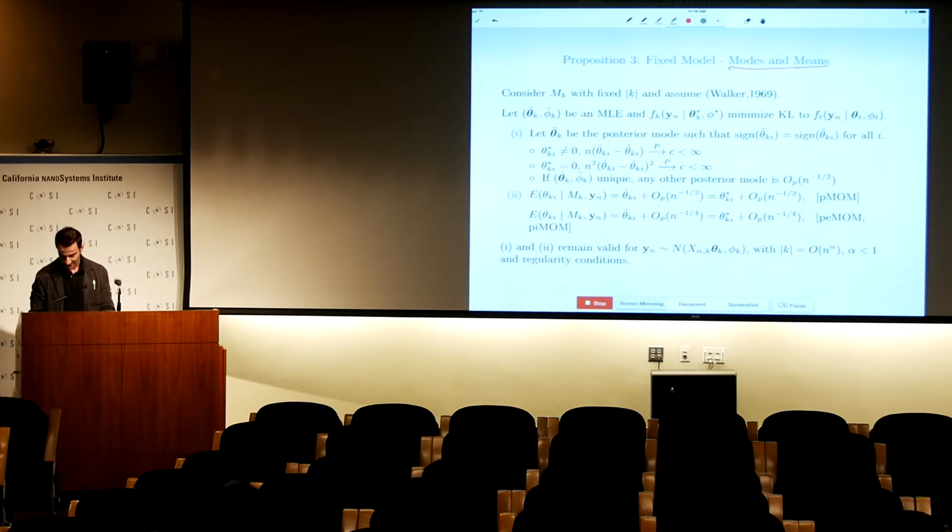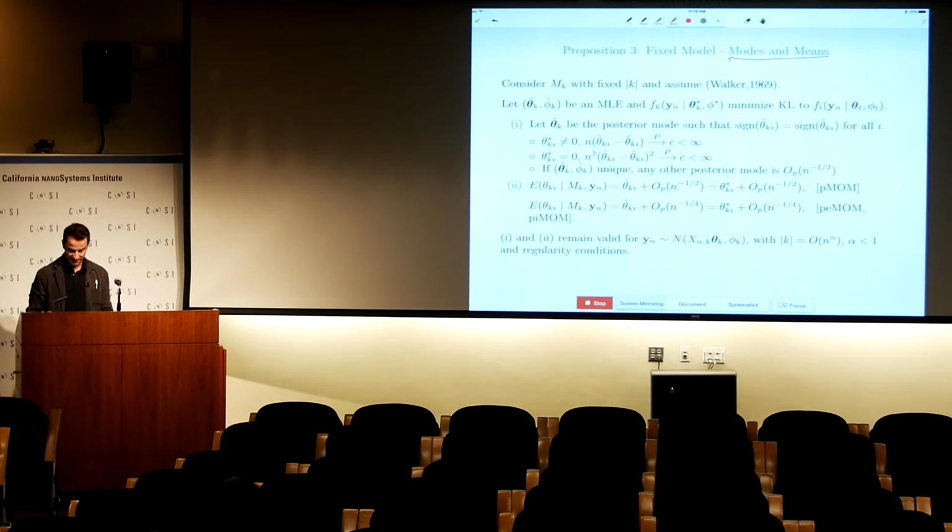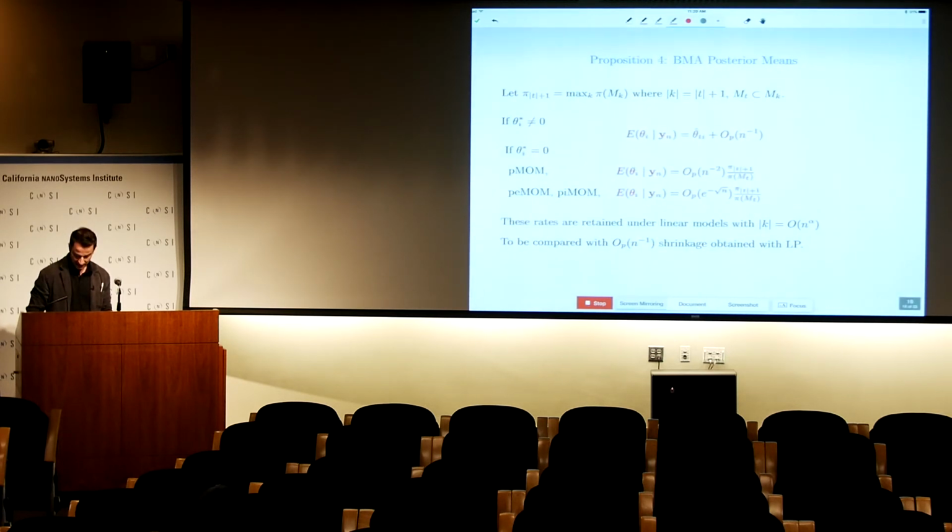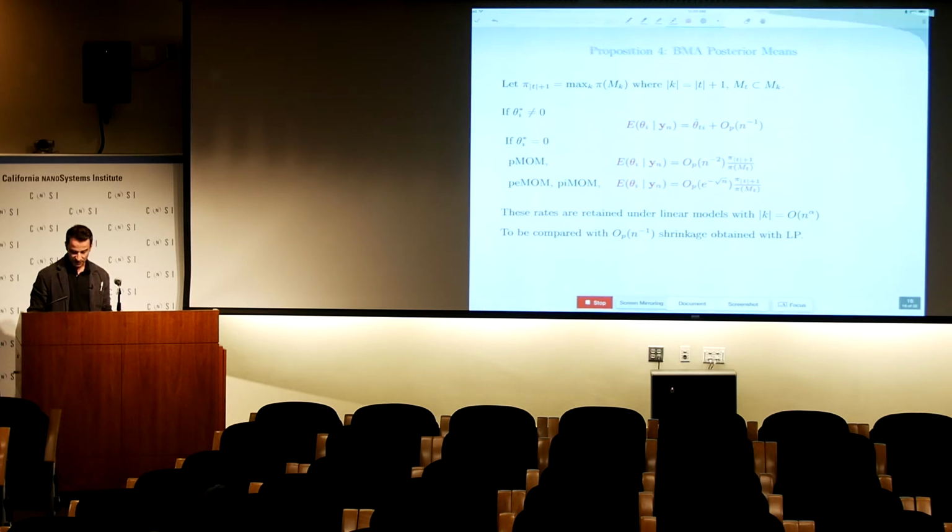When I look at the posterior mode, I'm going to have analytically modes in all the quadrants that I'm considering, but those modes are going to go down to 0 pretty quickly. Similarly for posterior means. These results remain valid under complexity increasing with sample size. This is what I really care about, because I care about post-selection inference, so I care about the Bayesian model averaging estimate.